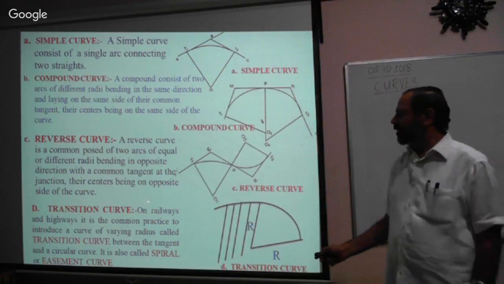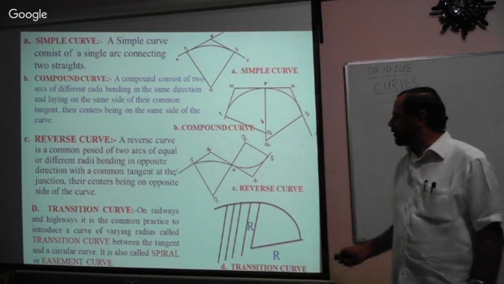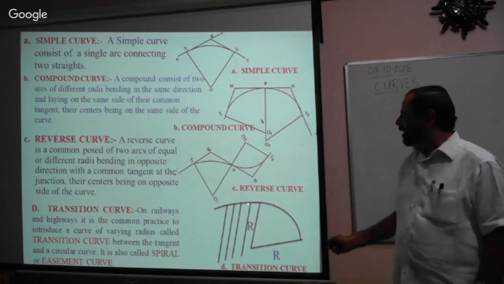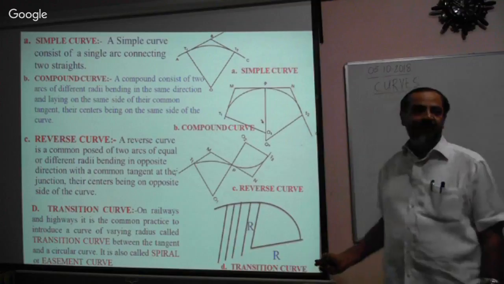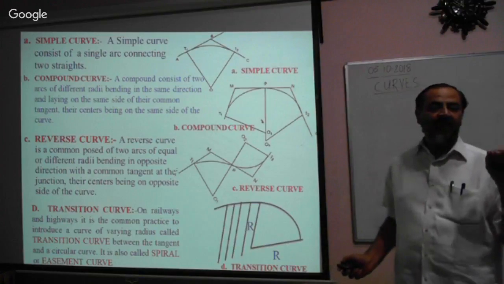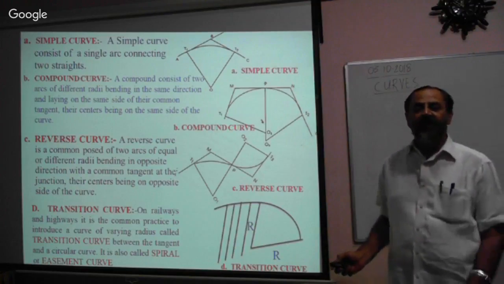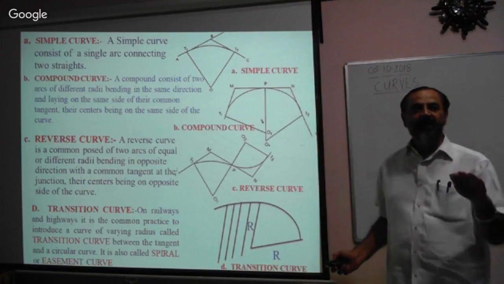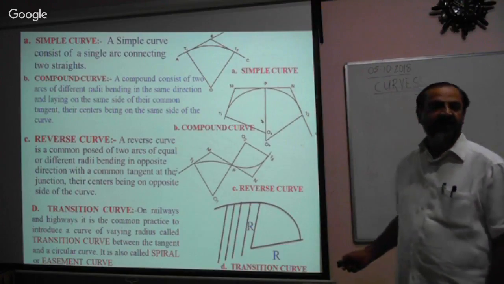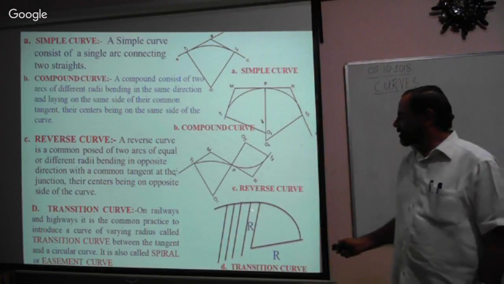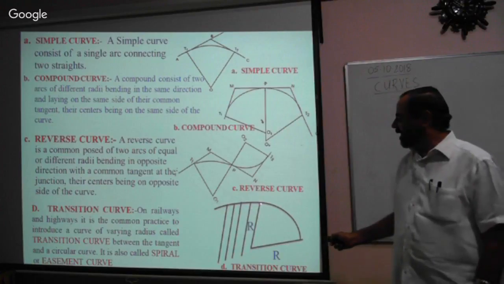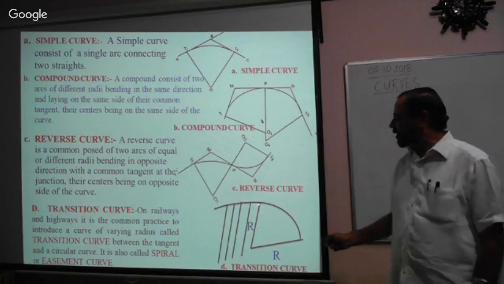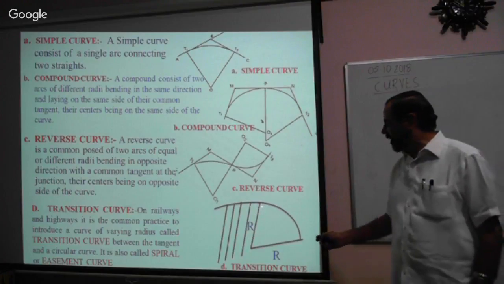A transition curve is the curve which is introduced between the curve and the straight. Isn't it? That is to make the vehicle's movement smooth. That means a transition curve is a curve which has different radius. Now here the transition curve, this is the part of the transition curve. Here at this point, the radius of the transition curve is equal to the radius of this curve, isn't it?